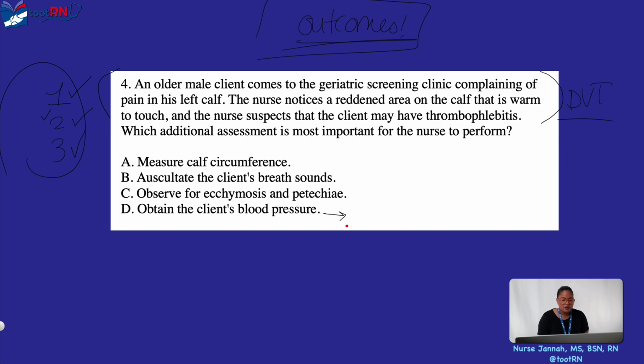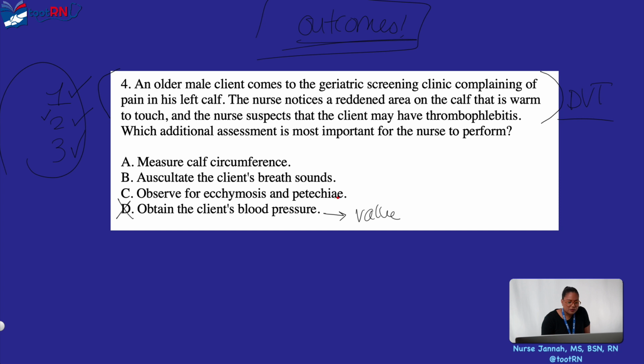Okay. With our outcome-oriented thinking, how we can think about outcomes is like this. Obtain the client's blood pressure. All right. If I do that, if I choose this answer, what am I going to get? So if I do that, I'm going to get a value, right? I'm going to get a number. It'll be high, it'll be normal, or it'll be low. Whatever I get, does that do anything for the client and this DVT that I think they have? No. Good job.